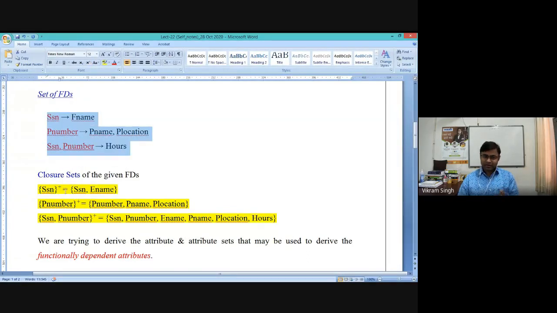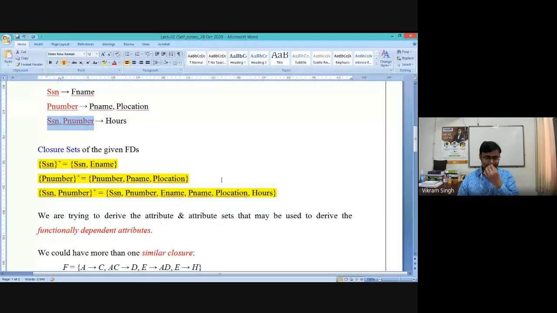SSN is able to derive SSN and first name. That's simple and obvious because of the first FD. Similarly, P number is able to derive P number, including itself, P name, and P location because of the second FD. And if you go for the third determinant set, which is SSN and P number, it will be able to derive all the attributes of the relation, right?